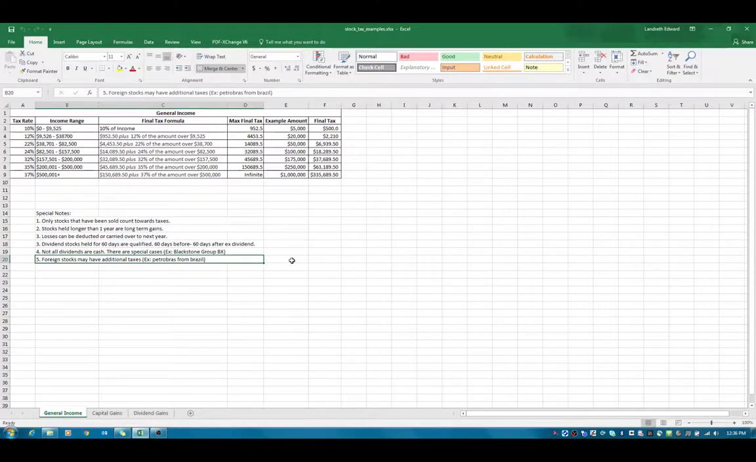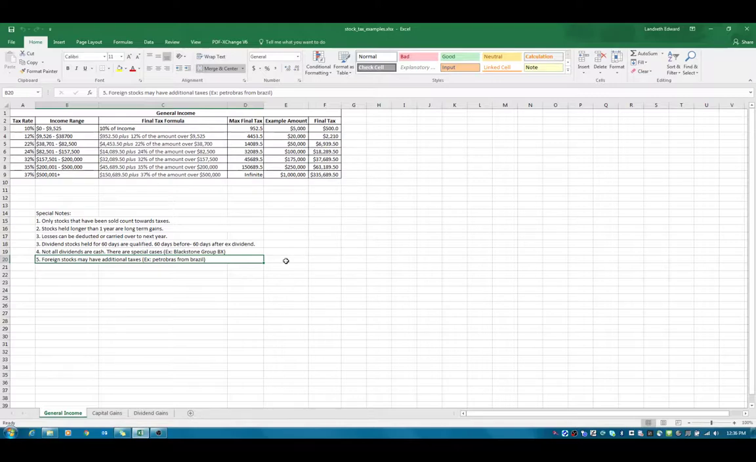So Brazil has a non-resident tax. So if you bought a stock, held it, sold it for a gain, you would have to pay taxes for the US gain, and you would also have to pay taxes for the Brazilian amount that they charge non-residents for purchasing stock from their country. It's kind of like an international transaction fee.